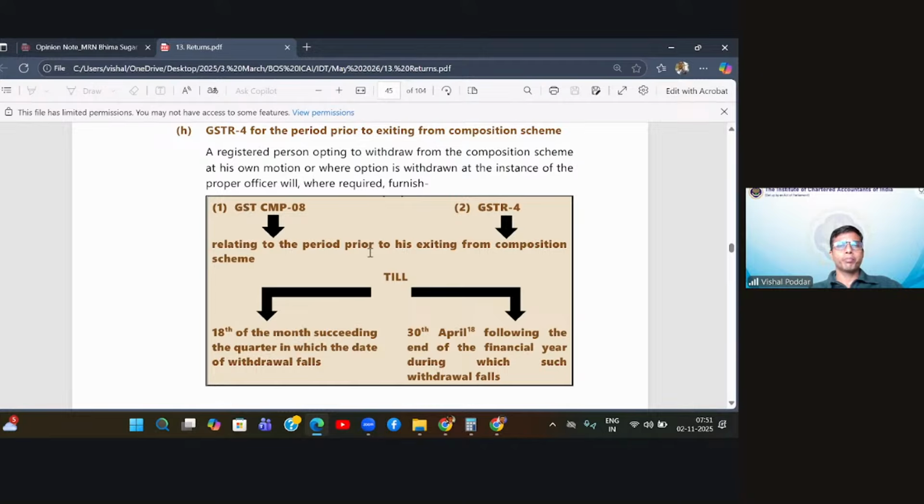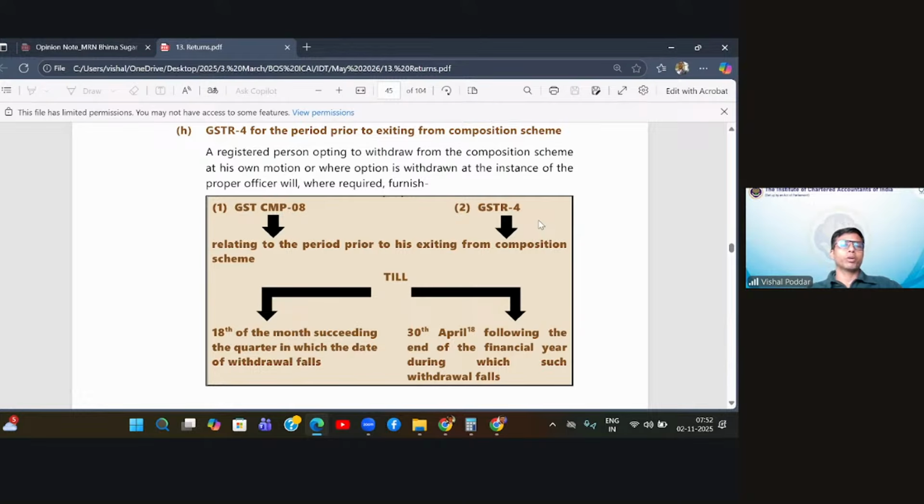CMP 08 relating to the period prior to his exiting from the composition scheme, that is up to 31st of October, has to be filed by 18th of the month succeeding the quarter in which the date of withdrawal falls. So my withdrawal date falls on 31st of October. So again, 18th of January is my due date for filing the GST CMP 08. Now CMP 08 will only pertain to 1 month, that is October 2025, because from November I will be filing my regular returns.